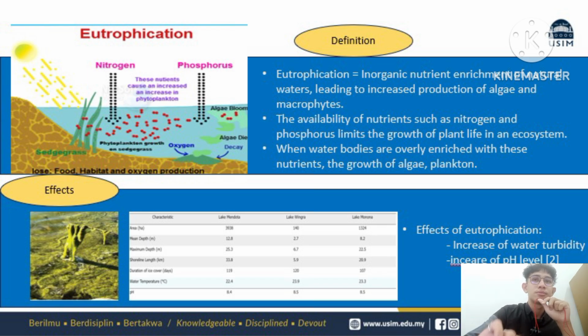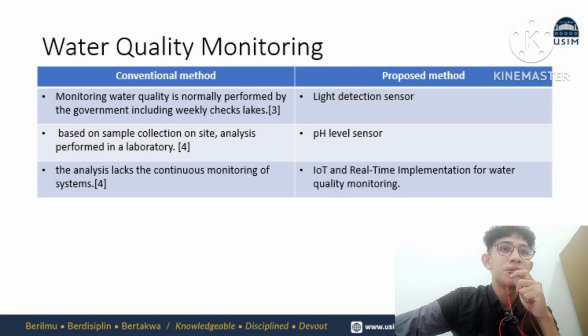So for water turbidity and also pH level of water, we will develop a water quality monitoring system to inspect the turbidity level of the water and also the pH level. So there are differences between the conventional method and the proposed method.